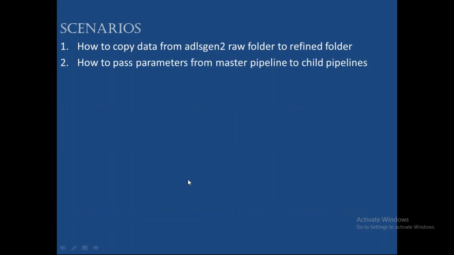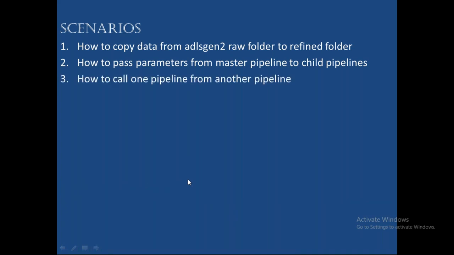Next, how to pass parameters from master pipeline to child pipelines. So you are calling another pipeline from the master pipeline. Maybe you are calling child pipeline from master pipeline. You need to pass some parameters to your child pipeline. How you can pass, we are going to talk about those things today. Then we will see how to call one pipeline from another pipeline. That is nothing but the same.